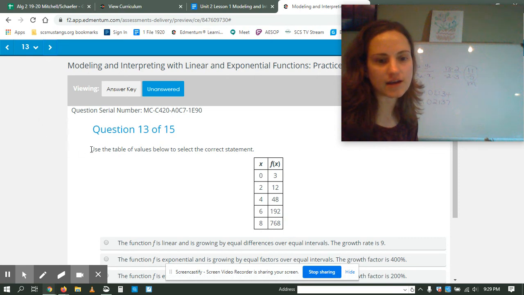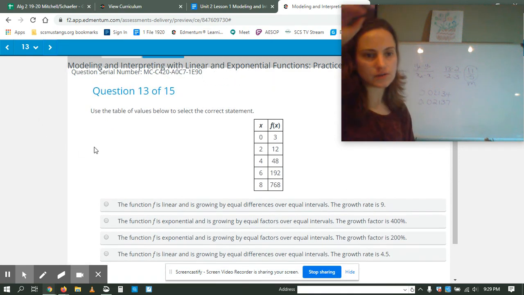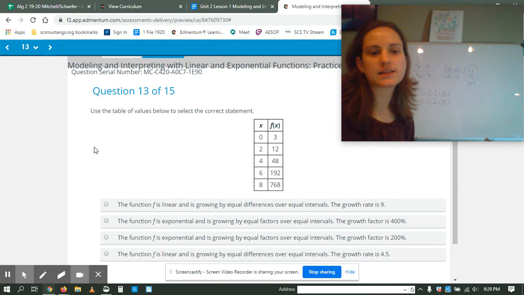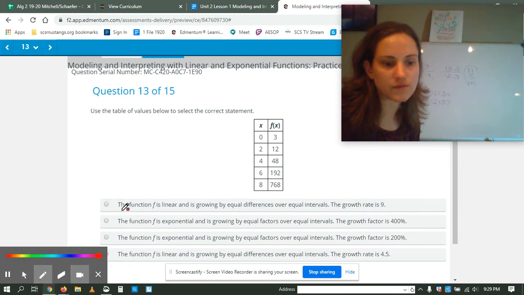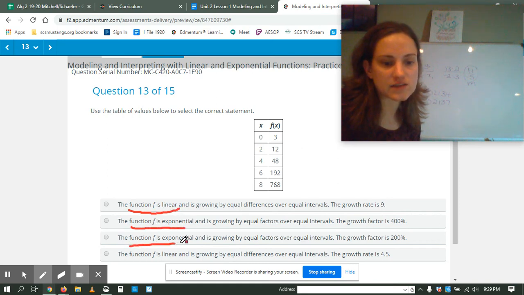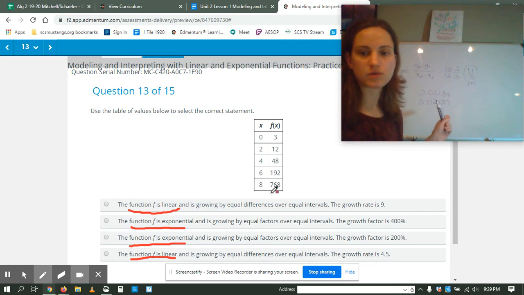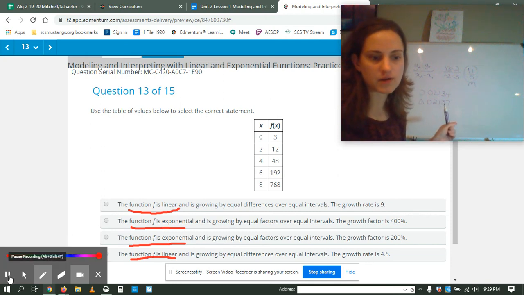Looking at 13. So using the table of values below, select the correct statement. So checking my table, 0, 2, 4, 6, 8, and 3, 12. These aren't going by one, so we've got to be careful with whatever number we're looking at. If I read just the first little phrase to start with, the very first decision I can make is, do I have an exponential or a linear function? So let me get that up on the board so I can play with it, and I'll be right back.